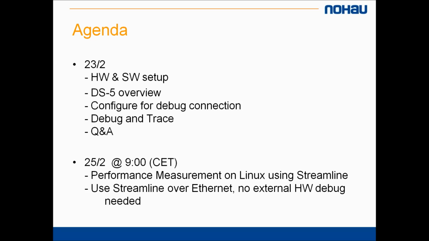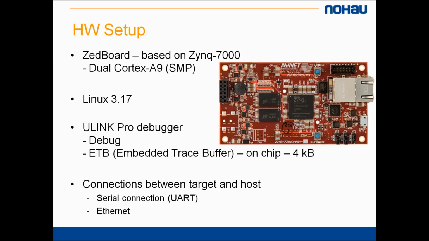On Thursday at the same time, 9 o'clock, I will show you performance measurement on a Linux system using Streamline. So basically doing performance measurement using Ethernet communication to see how your system is performing. And with Streamline, which is a part of DS-5, there is no need for external hardware debug, but that's on Thursday.